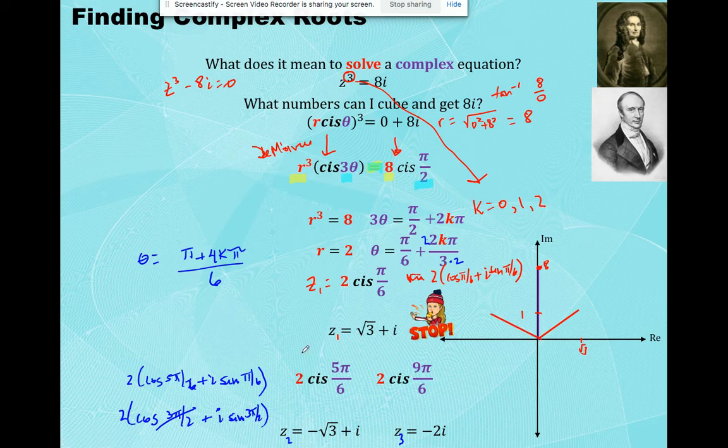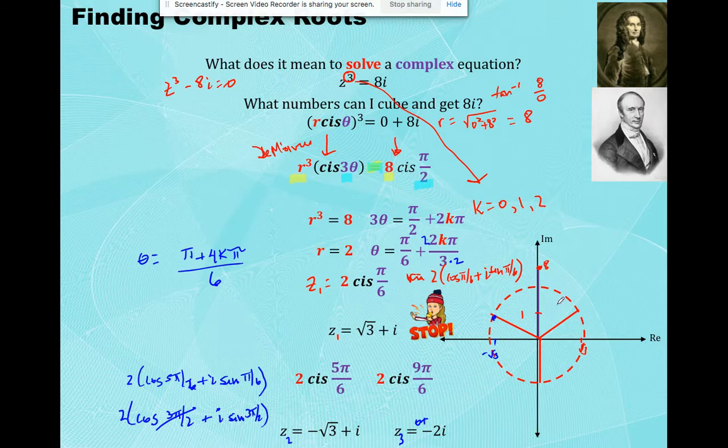If I were to graph those, ooh, that's probably a little too long, isn't it? This is negative root 3, 1. Probably should have stopped there. And then what's negative 2i look like? That's 0 plus negative 2i, so that's going to go down on the negative y-axis. And then look at the beautiful symmetry, right?